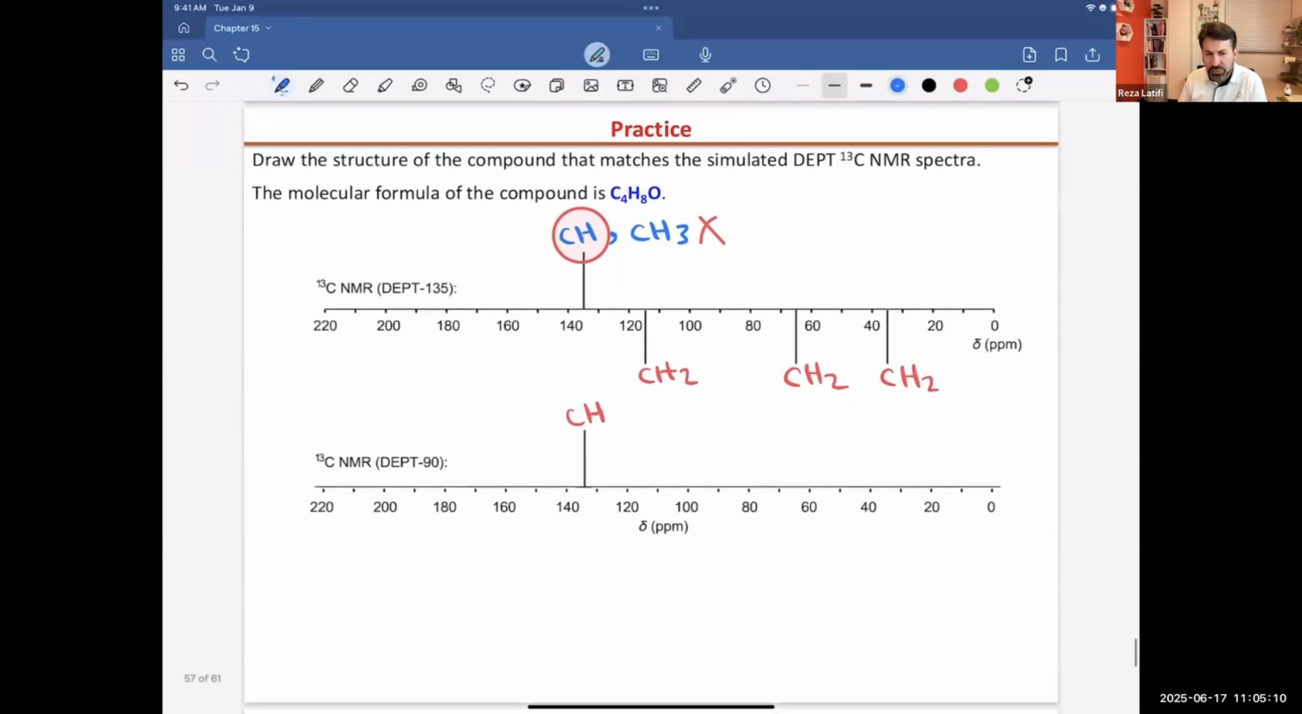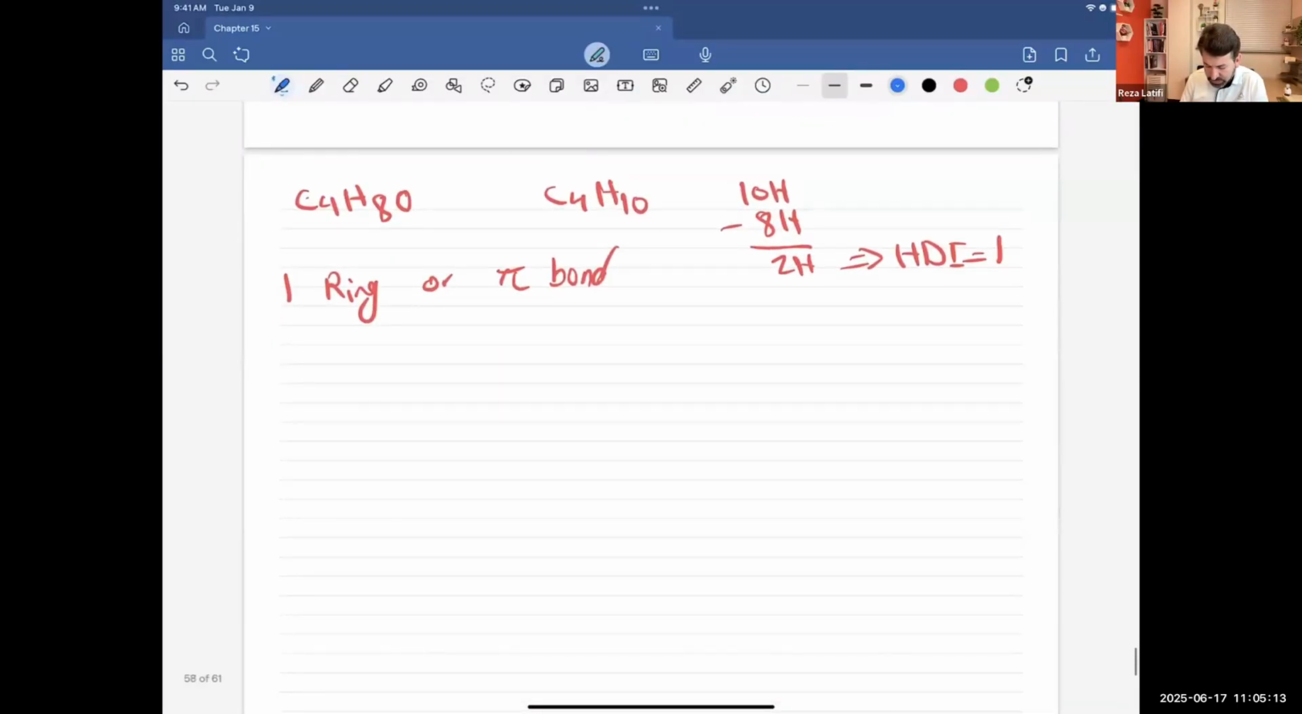And if you try to draw a ring, let's see, try to draw a ring, and now that ring has 4 carbons. How many hydrogens? It will be 8 hydrogen, and I need an oxygen. So let's assume we have this. Okay, we have 1 OH here. And then what else? We have 2 hydrogen here.